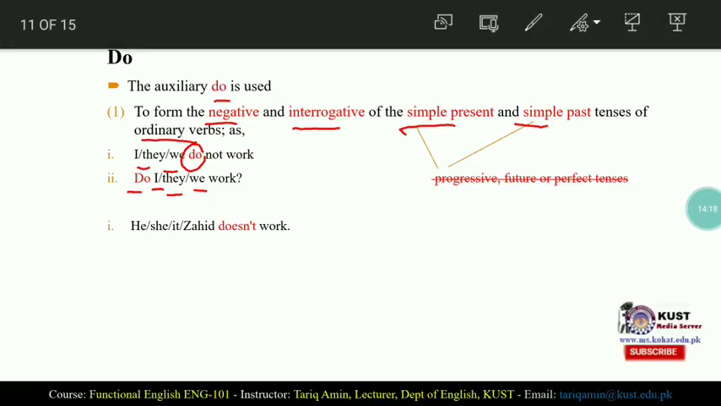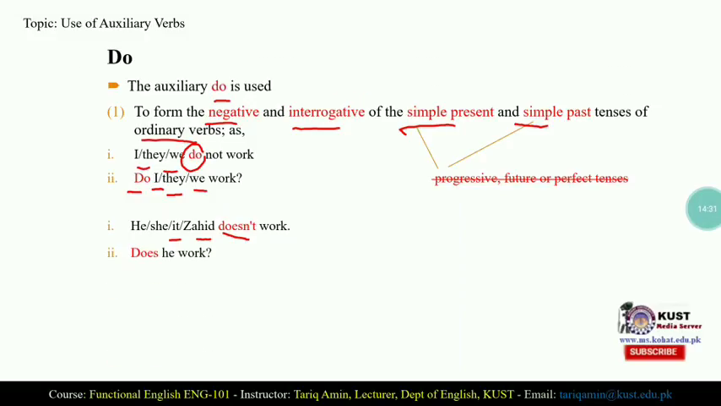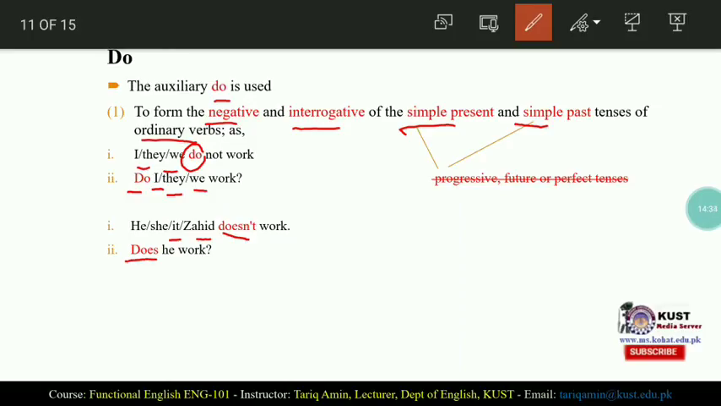And he does not work, she does not work, it does not work, Zahid does not work. With he, she, it, or name we use does not, not do not. And does he work? This is an interrogative sentence. We can see that does, the auxiliary verb, has been used in order to form interrogative of the simple present of the ordinary verb work.